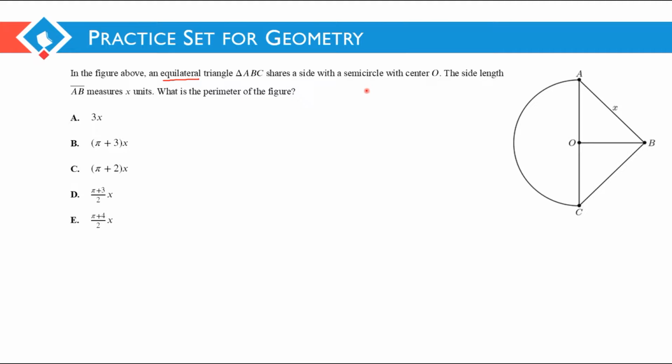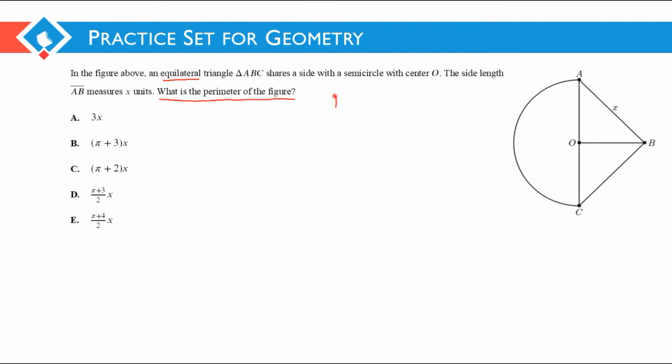Okay, so in order to do this, there are a few items that we need to make sure we're looking for. We're looking for the perimeter of this figure, which is basically going to be this side x right here, this side over here, and then half the circumference of the circle with center O. So let's go ahead and write down our equation.